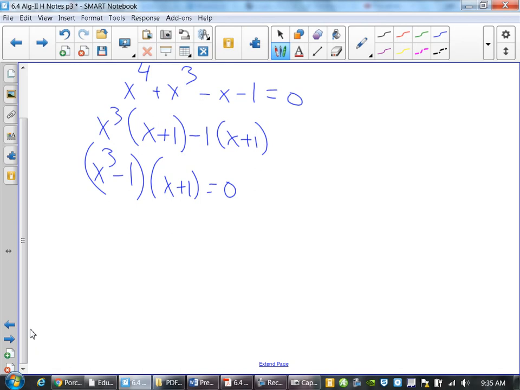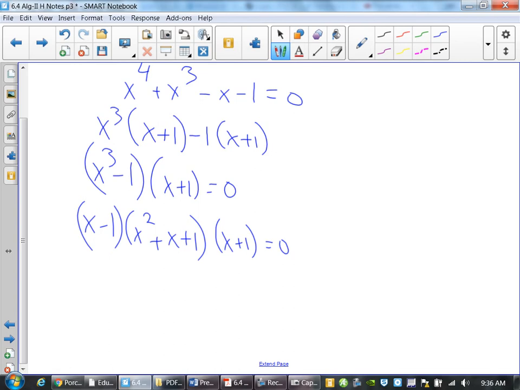Because you get your x minus 1, x squared plus x plus 1, x plus 1, and 0. It's a difference of cubes. 1 is a perfect cube, and x cubed is a cube.